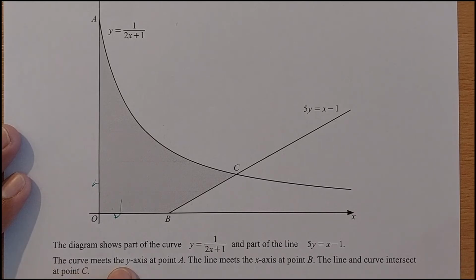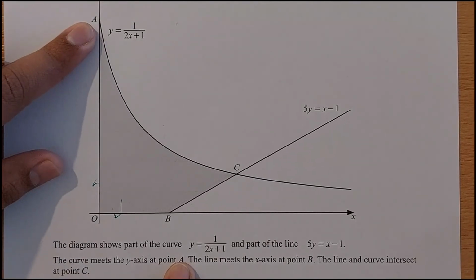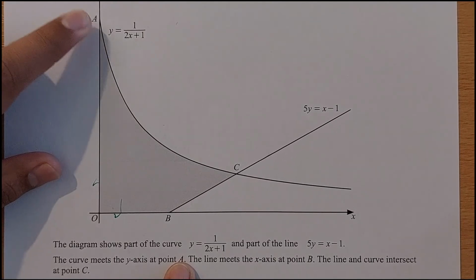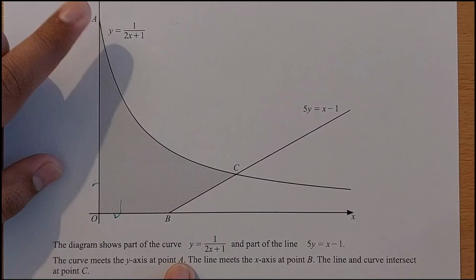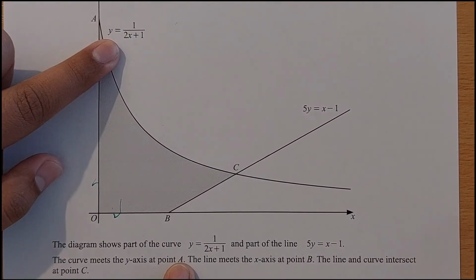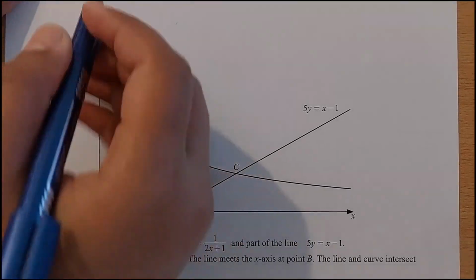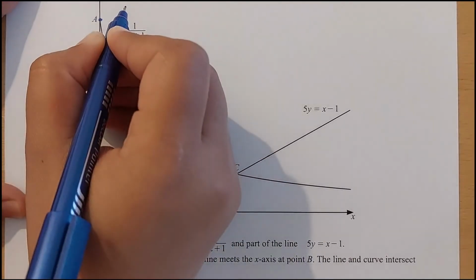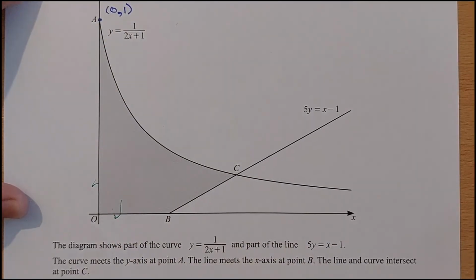The curve meets the y-axis at point A. So it means at the y-axis, the x coordinate is equal to 0. When I substitute x equals 0 over here, it is just 1 by 1, so the y is 1. X is 0 and the y is 1 here, right?